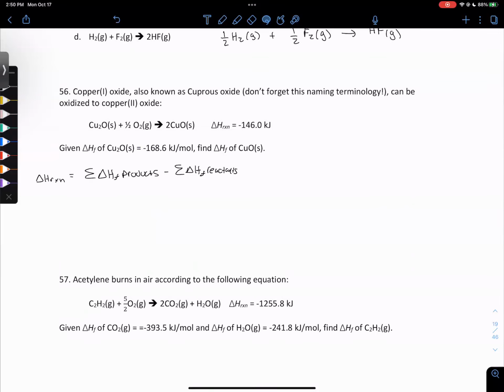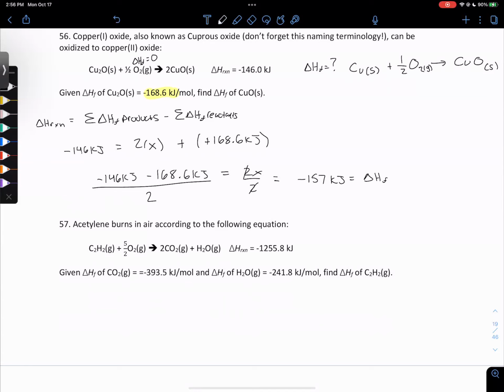So let me do the math first, and I'll show you. We do eventually, when we're solving for X, because X is delta H of formation for copper 2 oxide, right? We just have twice of that because we have 2 moles here. Does that make sense? Okay, so when we solve for this, you get negative 146 kilojoules, and the negatives cancel out to make it a positive. So we would actually have to subtract it over, right? So minus 168.6 kilojoules is equal to 2x. And we would divide by 2 to find X, which is our delta H of formation of just copper 2 oxide. And when we do that, we get negative 157 kilojoules equal to delta H of formation.